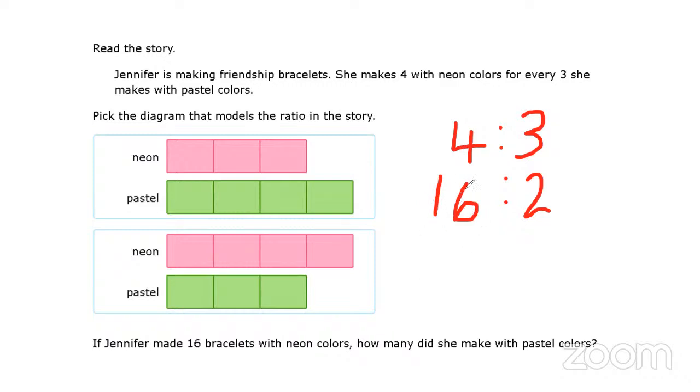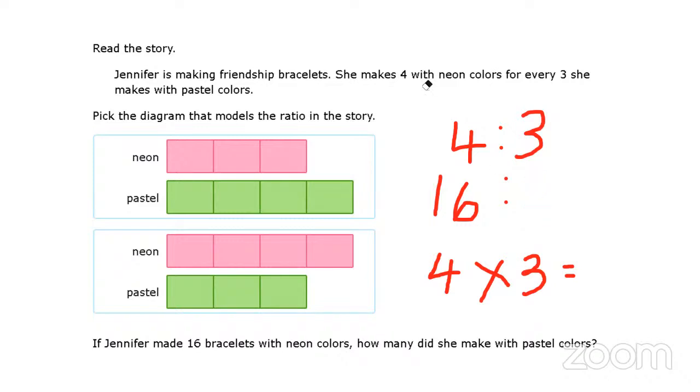And for each of those sets, 16 divided by 4 would give us 4 sets of neon, and for each of these 4 neon, there are 3 pastel. And so we can multiply 4 by 3. If we multiply 4 by 3, that would give us how many pastel colors we have. So let's look back at this. We have 16 neon here. Oh, this should be a question mark. Let me just erase it.